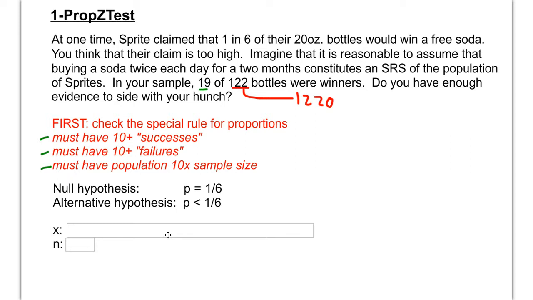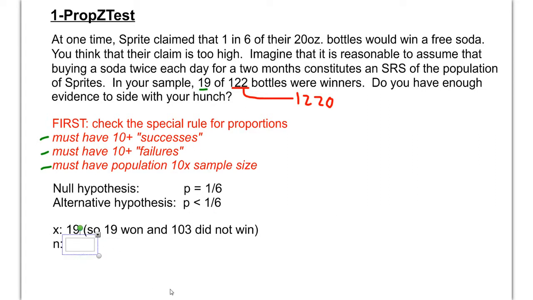So P is less than 1/6 is your alternative hypothesis. Now, your number of successes is called X, so that would be, in this case, 19. The N, or the total number in your sample, is 122.